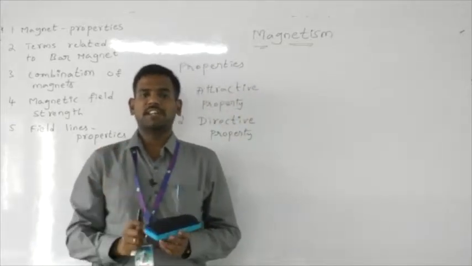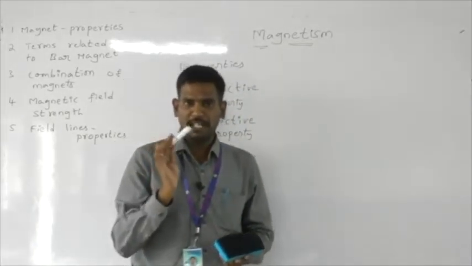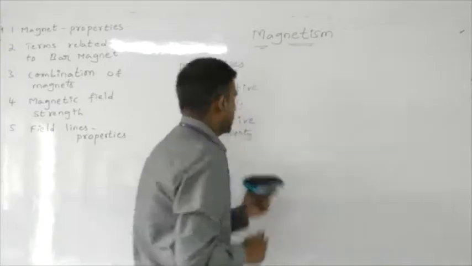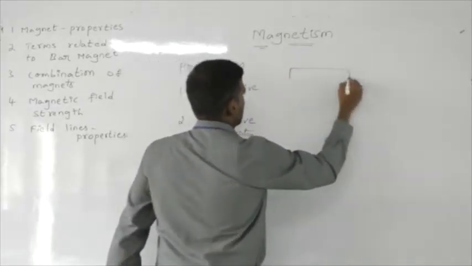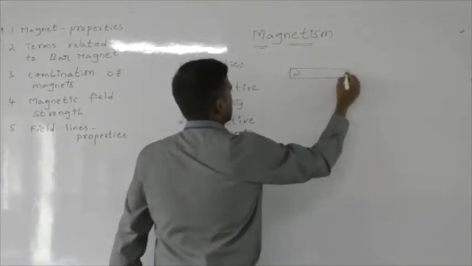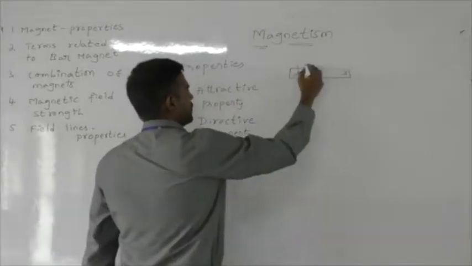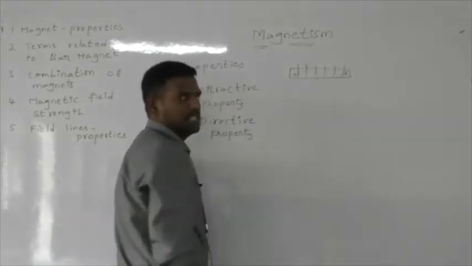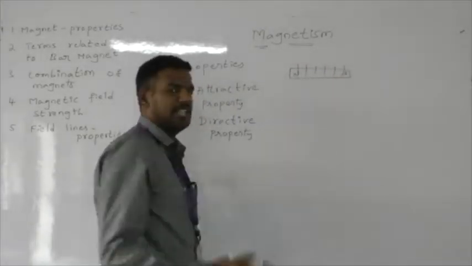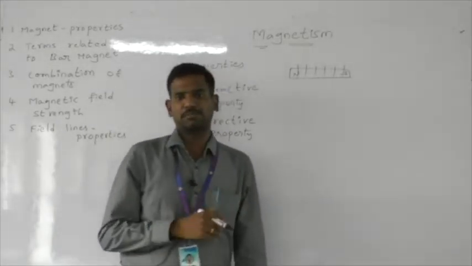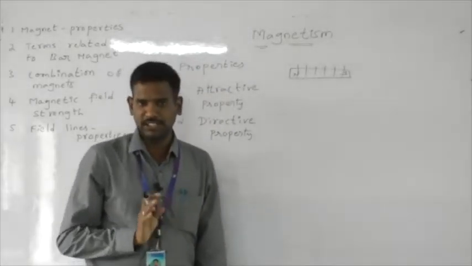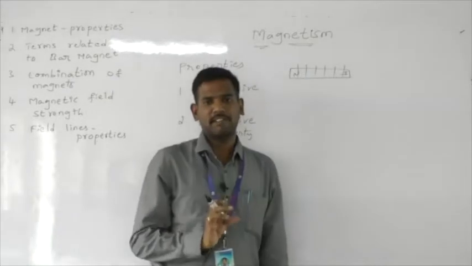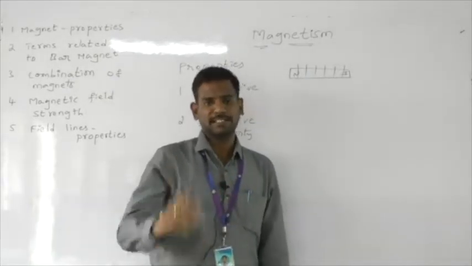Always the magnets will have 2 poles. Even if you break this magnet, if you consider this as a bar magnet with the north pole and south pole, even if you break it into small parts, even those small parts will again have a north pole and south pole. So unipoles do not exist. The bar magnet will always have 2 poles, north pole and south pole.